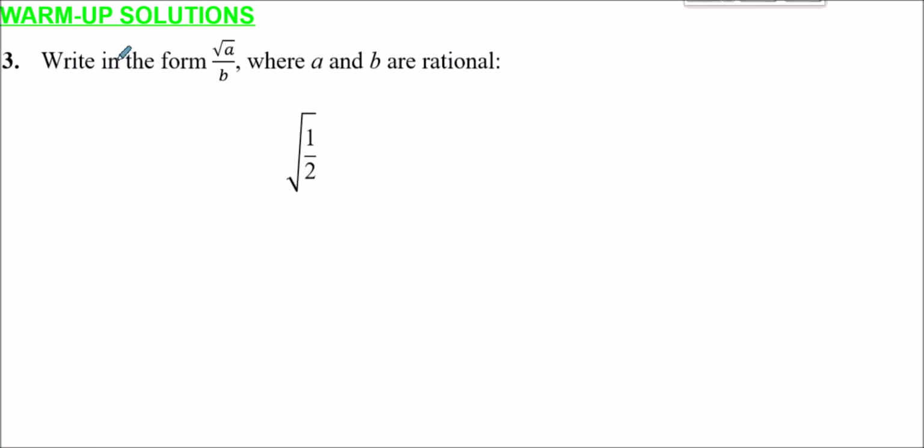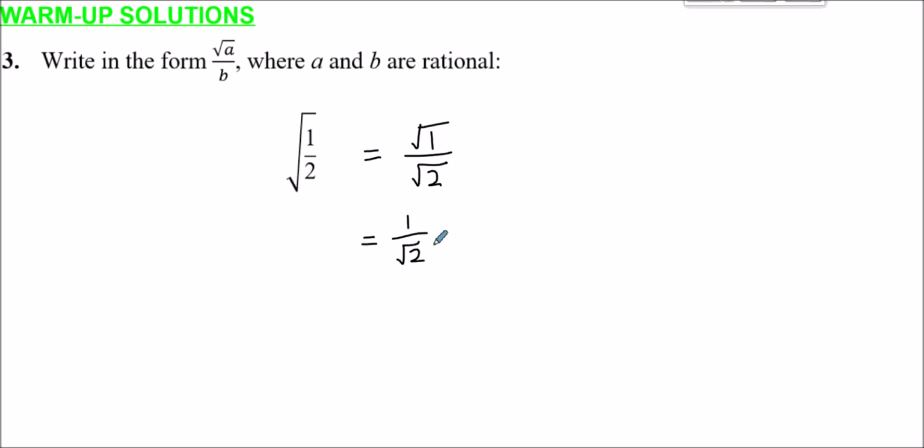Question 3, we need to write square root of a half in this particular form where a and b are rational. Rational, this is a big clue, this word. We're going to rationalise the denominator. So first of all, we need to remember when we have a square root of a fraction, we can square root the top and square root the bottom separately. So this is the same as root 1 over root 2. Square root of 1 is just 1. Square root of 2 we leave like this because this is irrational.